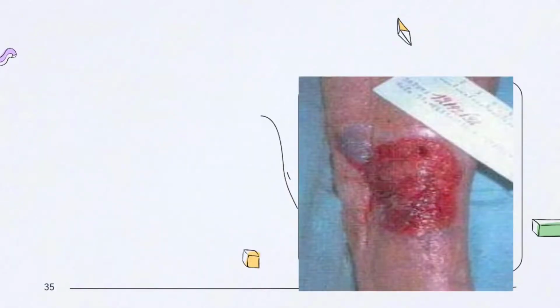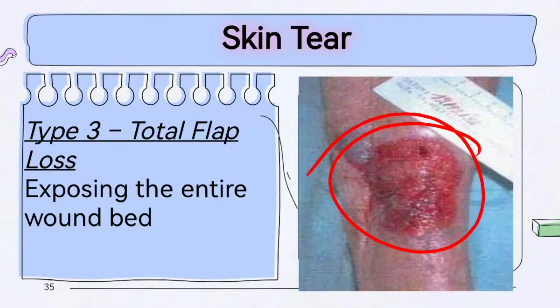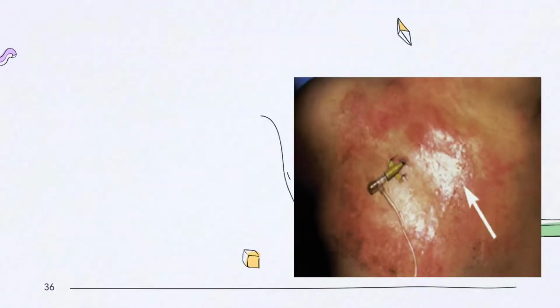Now, type 3 is a total exposure of your wound bed. The skin flap is totally removed and there's no way you can reposition it again on the injured area. Clear? Skin tear, again, you have three types. Type 1, you can use the skin flap to cover the entire wound bed. For type 2, there is a partial covering of your wound bed. For type 3, there is no covering at all.